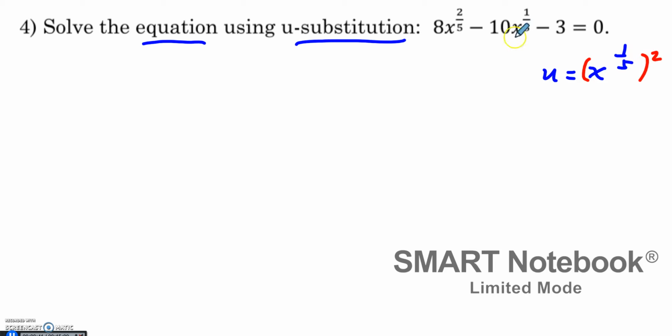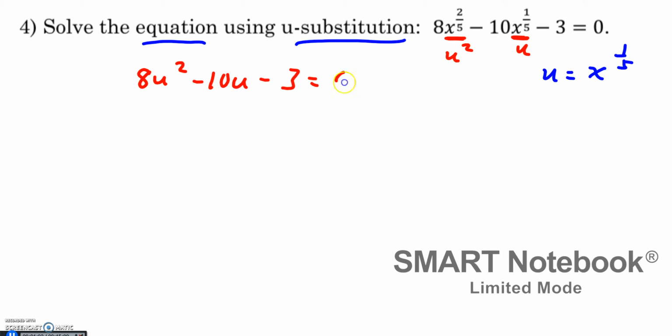So that means that if I replace x to the 1/5 with u, that means x to the 2/5 is really u squared, which is why U substitution works, because it makes it easier for us to work with. So I'm going to erase that, but I did that just for understanding. So now I'm going to write the equation down here more simply. We have 8u squared minus 10u minus 3 equals 0.